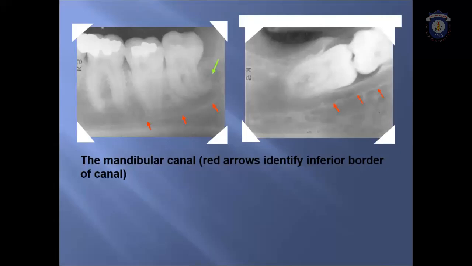And you can see a dilacerated root in this mandibular third molar. So you can think it will be a difficult extraction. And in the second radiograph, you can see both the crowns of the mandibular molars are facing each other. This condition is referred to as kissing molars because the crowns of the impacted teeth are facing each other.